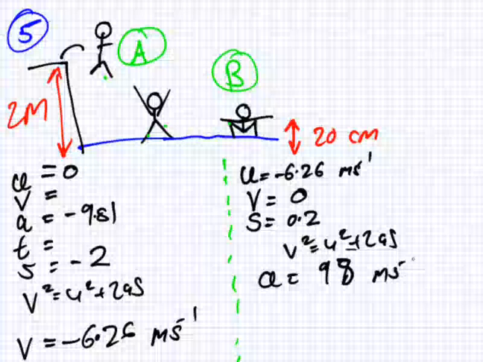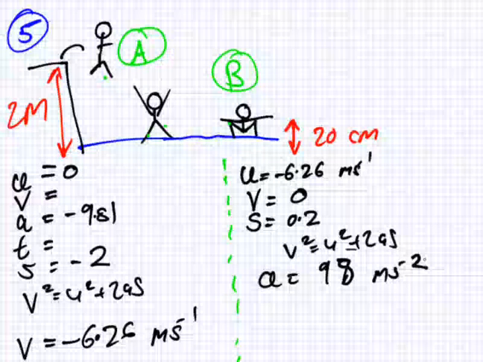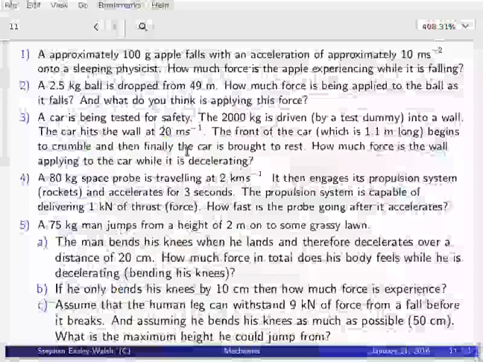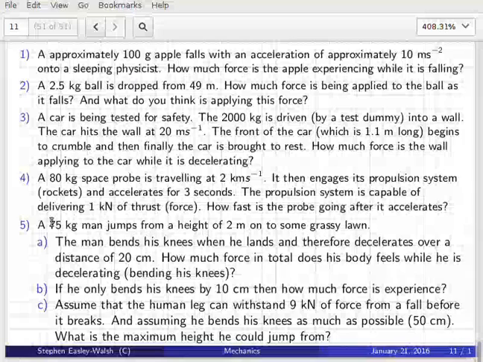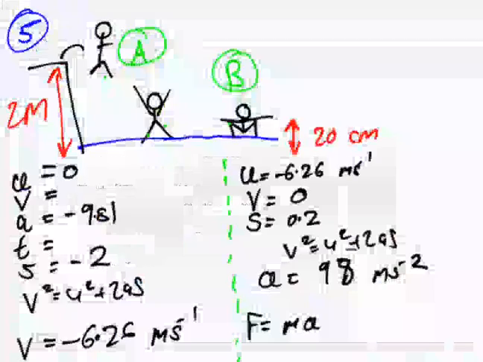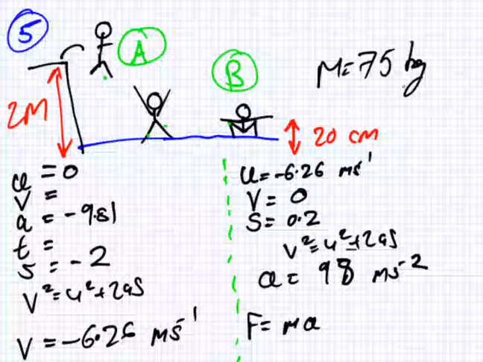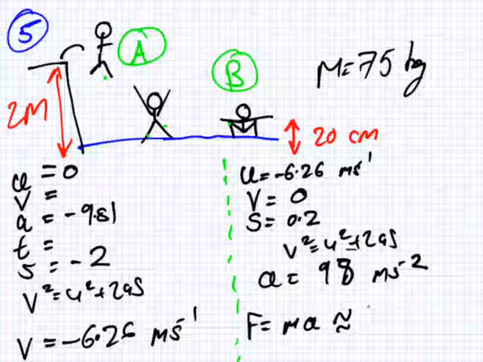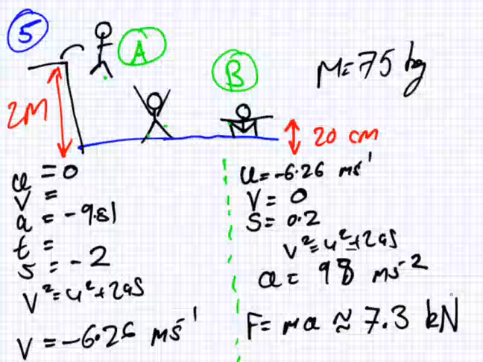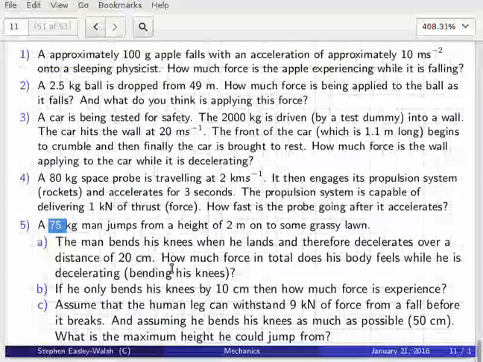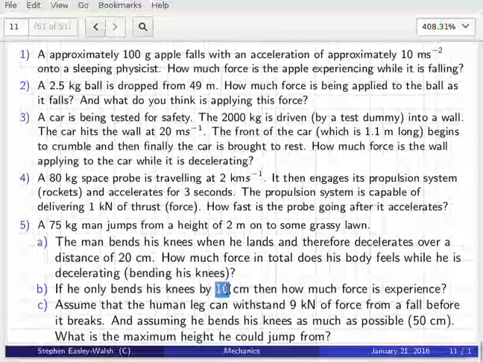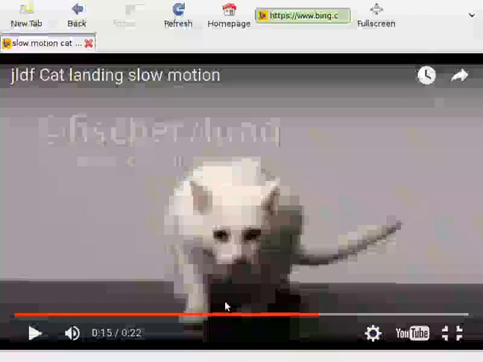Okay, so in the A picture, u, v, a, t, s, what's the u? 0. v we don't know, a is minus 9.81, t we don't know, and s is minus 2. Let's calculate the v. We can use v squared equals u squared plus 2as. Is the u 0? Yeah. So I got here the v, and if you want to say down is negative, minus 6.26 meters per second. Okay, so the next part is when he lands on the ground.